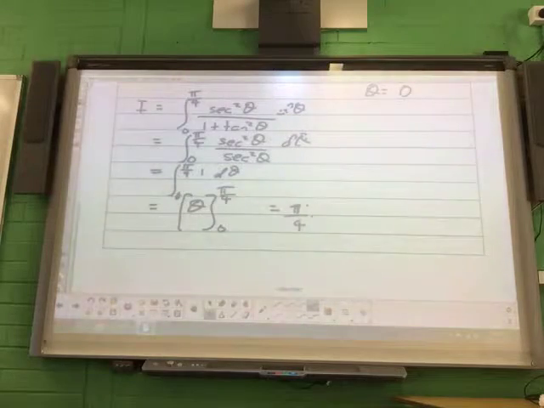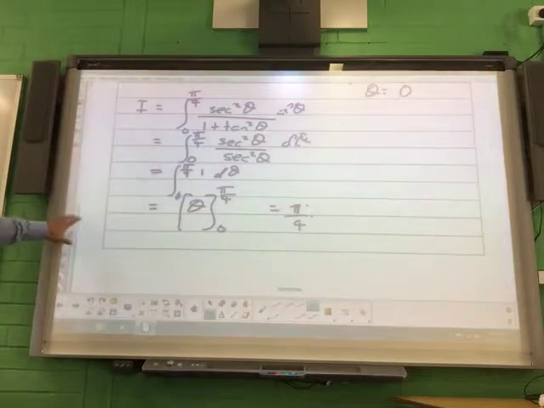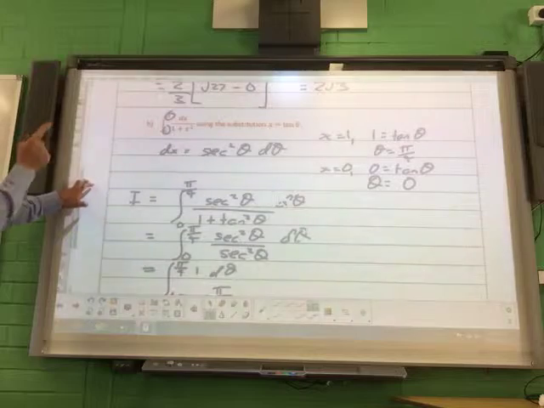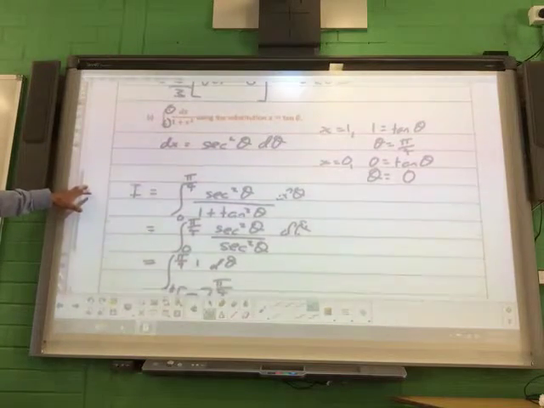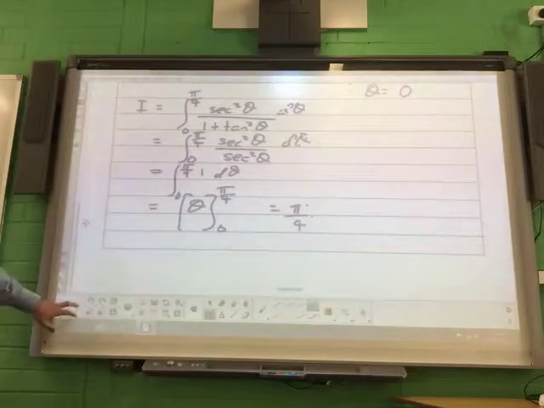Okay? Now, one of the last things we are going to do is look at more examples of this in integration. Not today, but down the track.